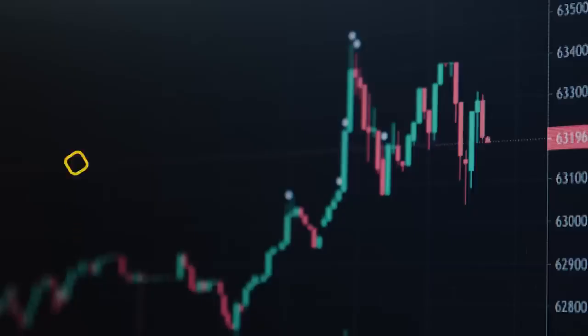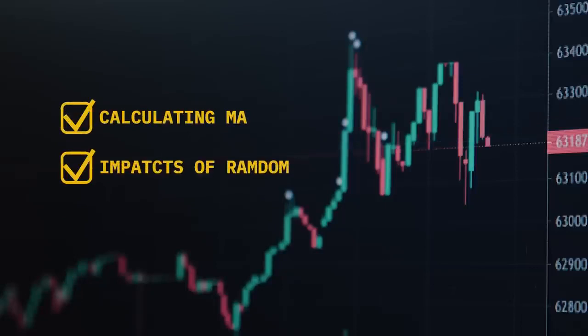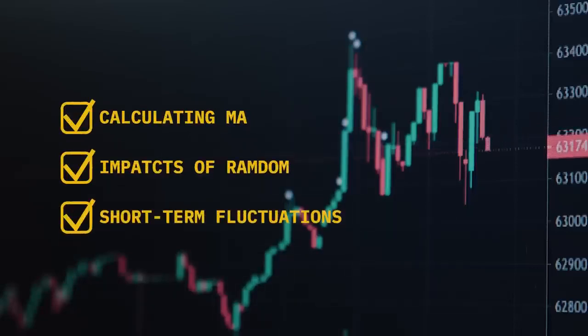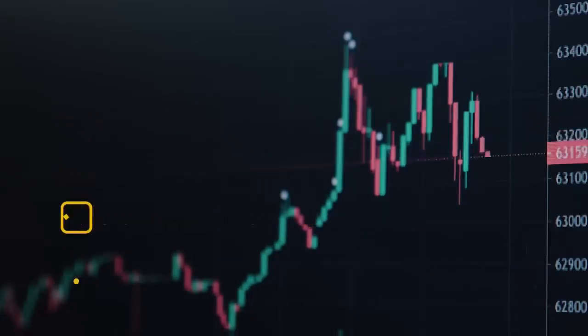For example, the closing price of BTC yesterday. For a 20 MA, one would look over a 20-day period, whereas for a 200 MA, one would look over a 200-day period. By calculating MA, the impact of random short-term fluctuations on the price over a specific time period is reduced. We will look at what MA looks like on a chart later in this video.